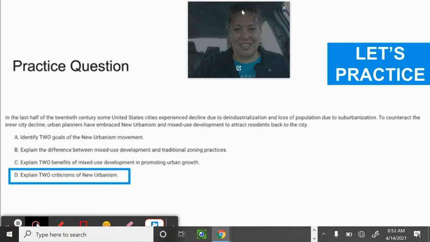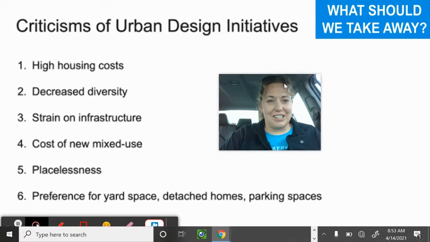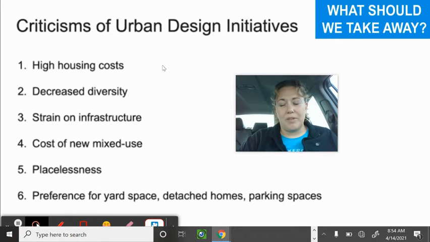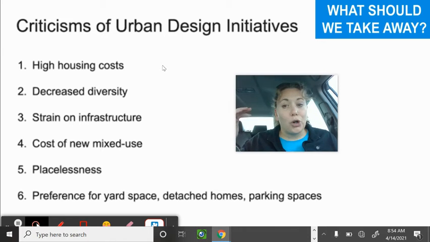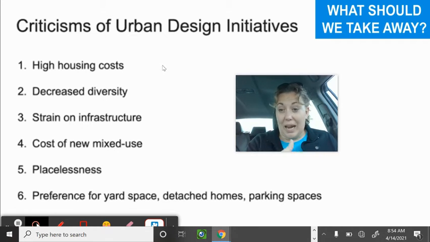Okay, here's another practice question for you. All right. And then again, your takeaway here, criticism of urban design initiatives. So the more we try to correct the mess of the cities and make them appealing and desirable and green, it's going to drive up housing. It's going to decrease the diversity, the strain on the infrastructure that's existing, cost of new mixed use. So again, when we start saying, well, we'll have low, medium, and high density housing in the same area, but we'll also put some businesses in there that you have to pay, that costs a lot of money.